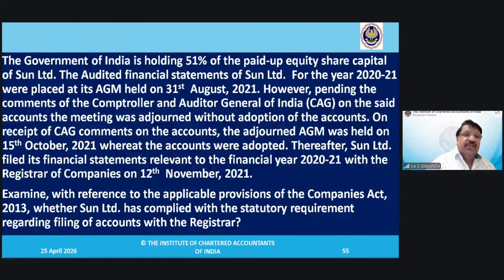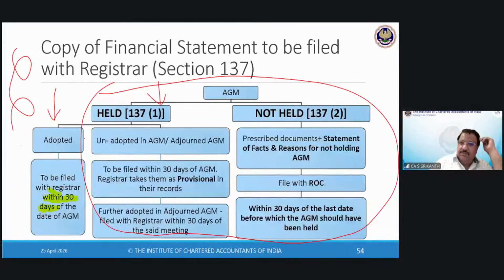File within 30 days of the AGM with the registrar, take it as provisional, and later when adopted, you file it under that section, again within 30 days of the said meeting. Okay. So this is the point. Good. So this was the question asked in the examination. I'm just sharing it with you for your ready reference.